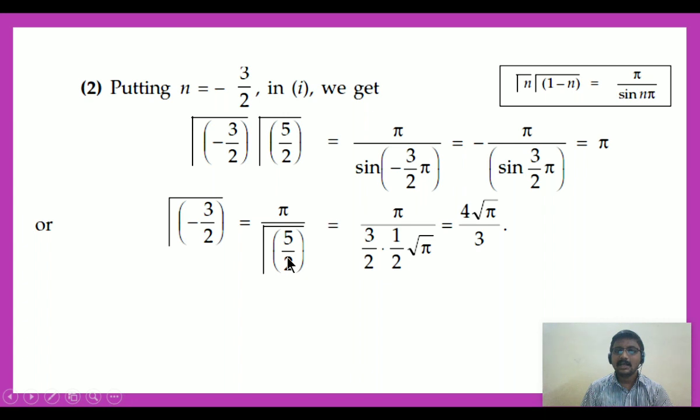For example, if there is Gamma(7 by 2), then it will be 5 by 2, 3 by 2, 1 by 2 root pi. Suppose there is Gamma(9 by 2), then it will be 7 by 2, 5 by 2, 3 by 2, 1 by 2 root pi. Now simplifying, pi by root pi is root pi. 2 into 2, 4. 3 by 4, the fraction is reversed here, that is 4 by 3 root pi. So it is the required value of Gamma(minus 3 by 2). So using this formula, we can evaluate many Gamma values for negative real numbers.